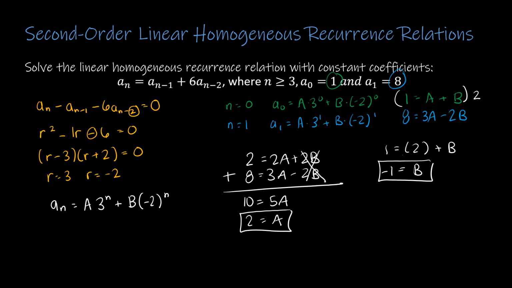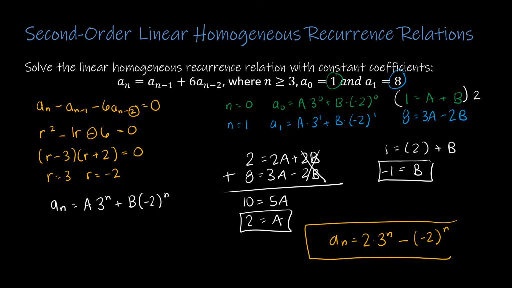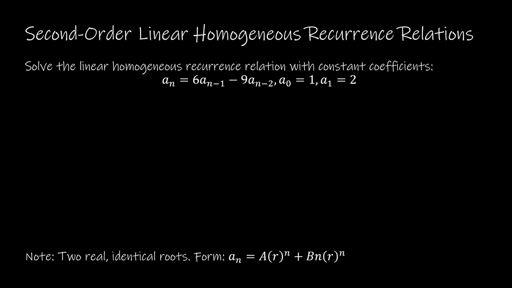So what is my solution? My solution is a sub n is equal to a is 2, so 2 times 3 to the n. And then b is -1, so I'm just going to write minus, and then -2 to the n. That is my solution. Please be careful that you don't try to do this, because that's not going to work, because remember that -2 inside is going to alternate whether you're adding or subtracting. So this is my solution. I'm going to leave the checks to you.